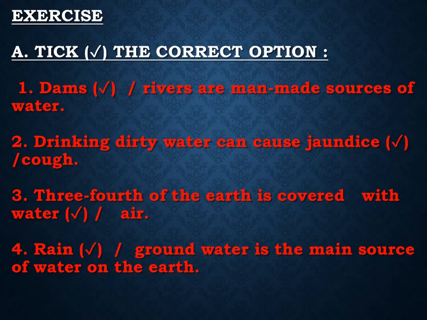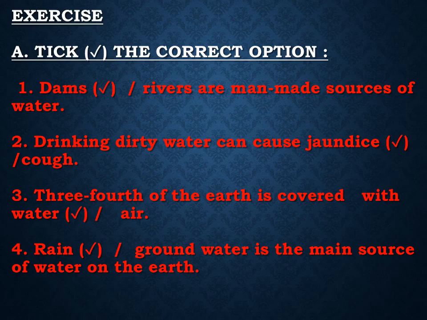Now, it's exercise time. Question number 1. Tick the correct option. First is, dams or rivers are man-made sources of water. Dams are the man-made sources of water. Number 2 is, drinking dirty water can cause jaundice or cough. It's jaundice. Number 3, 3/4 of the earth is covered with water or air. 3/4 of the earth is covered with water.